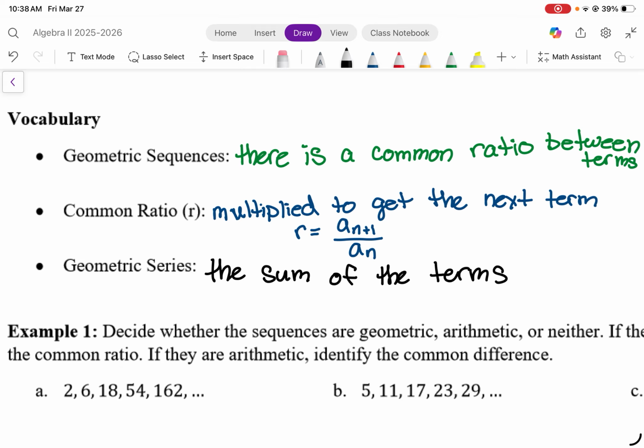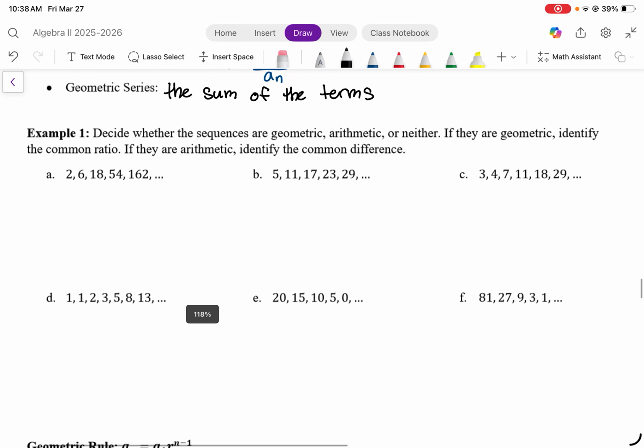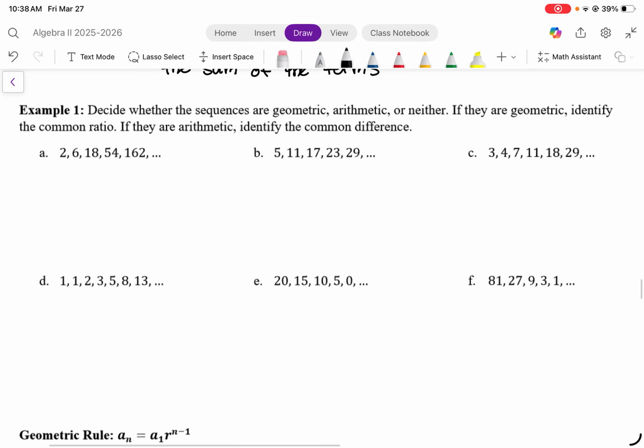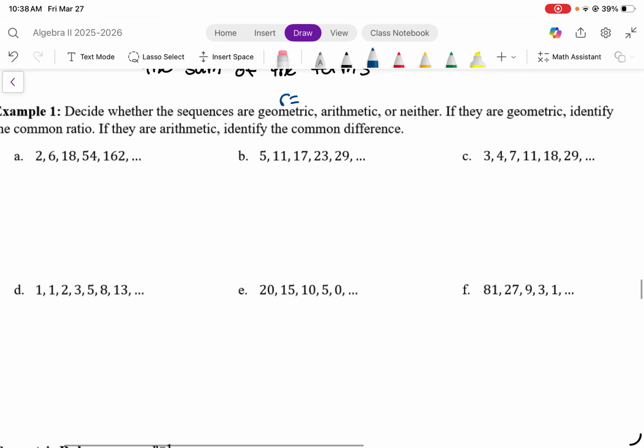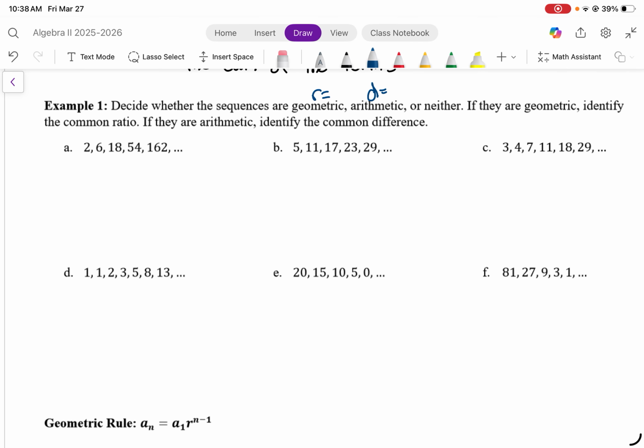Okay, so now that we know all of the different types of sequences, we're going to decide whether the sequences are geometric, so they have a common ratio, arithmetic, common difference, or neither. If they're geometric, identify the common ratio. So if they're geometric, we need to know our r value. And if they're arithmetic, you need to make sure you find the common difference. And if it's neither one, we're not going to put anything else because we are just identifying the ratio and difference for those two types.